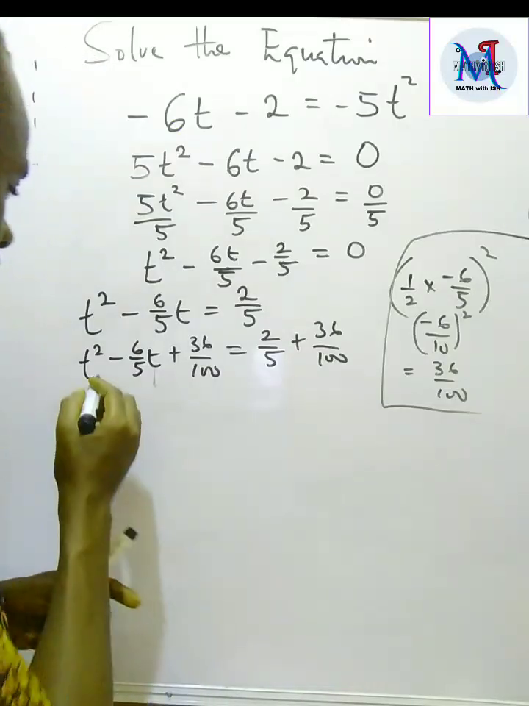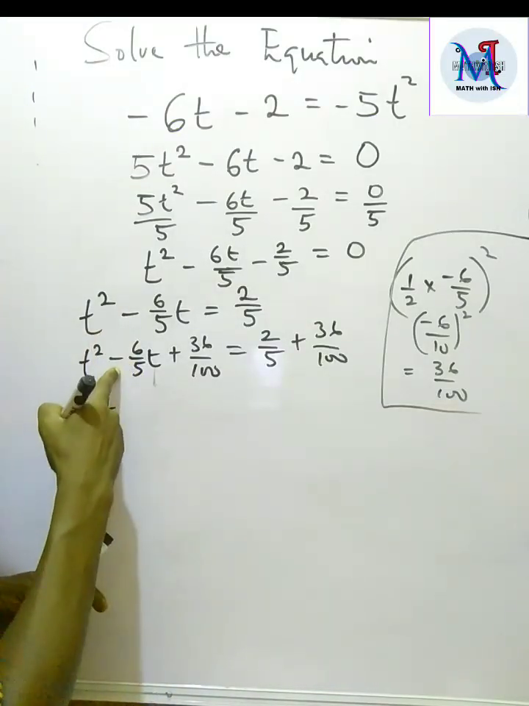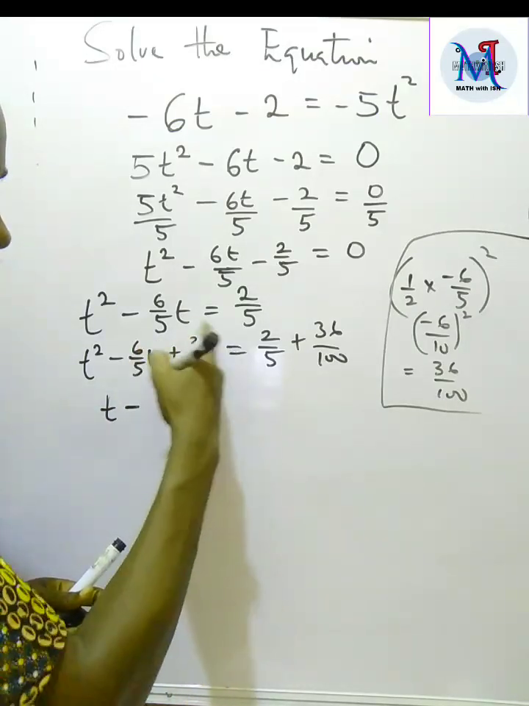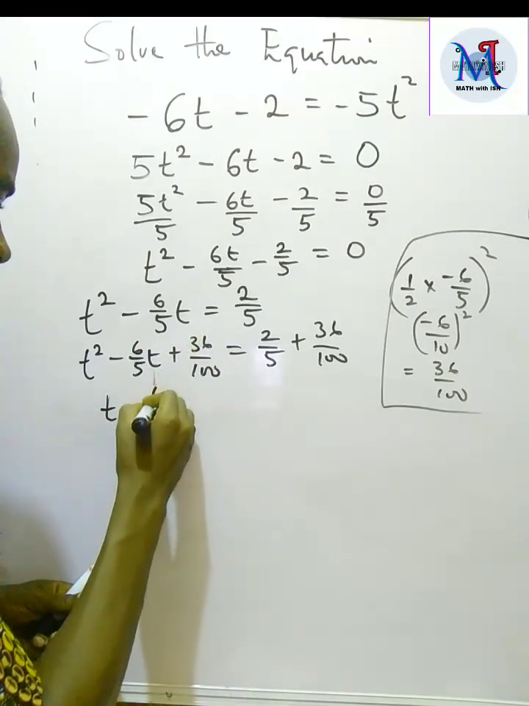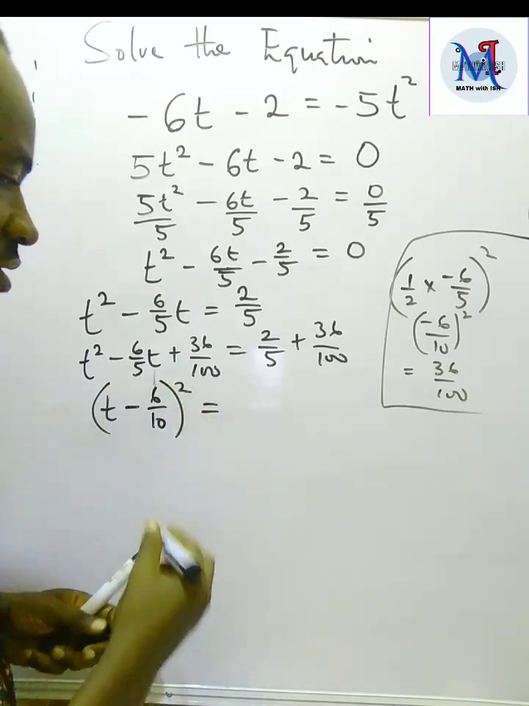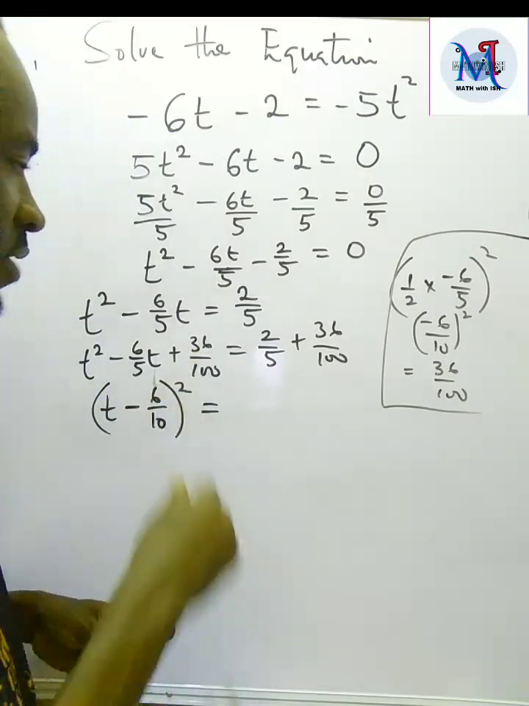Very easy. Take the square root of this first term. The square root of t squared is t. Take the sign that follows, which is minus. Take the square root of the third term, which is 6 over 10. Group them together and square. That is how to factorize any quadratic expression that is a perfect square.